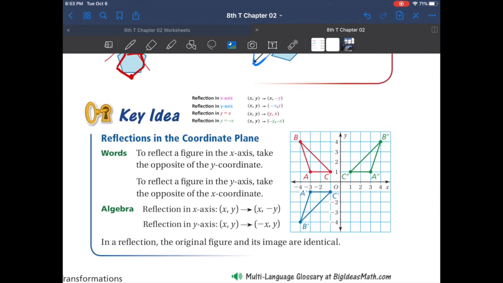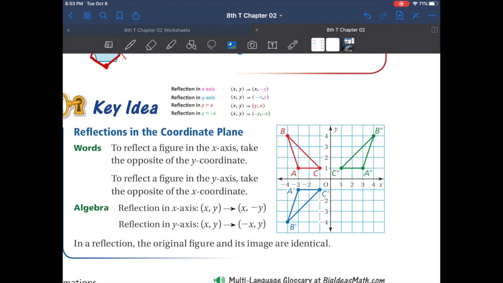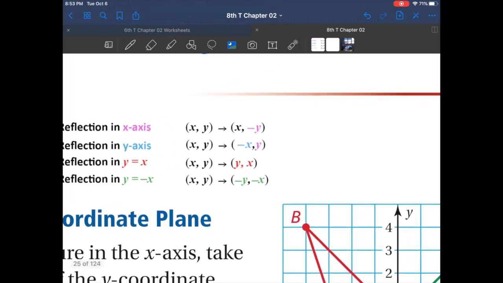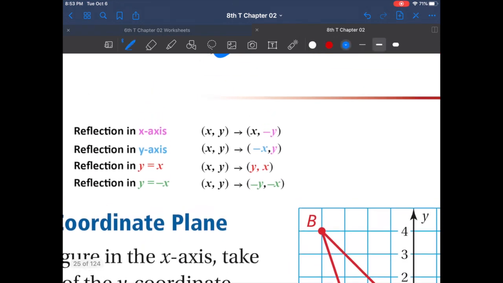In this example, we're going to be talking about how to reflect a shape in a coordinate plane. So what happens when we flip a figure or when we reflect a figure? There are some rules, and these are the rules, ladies and gentlemen. Please don't forget to have these written down with you all the time.